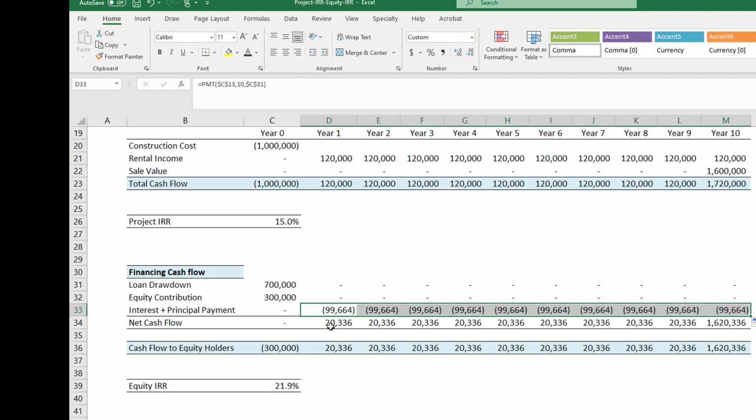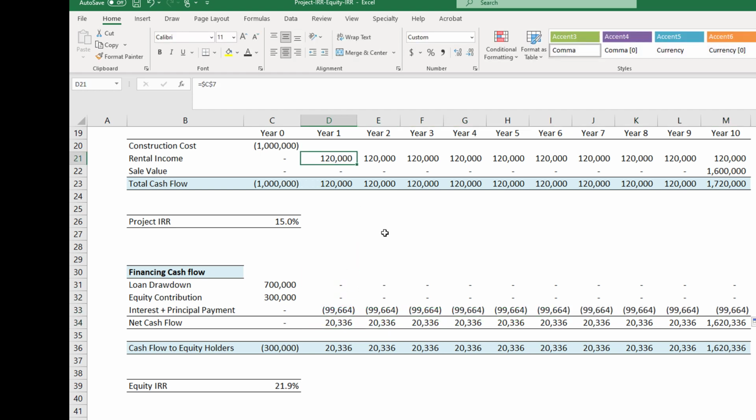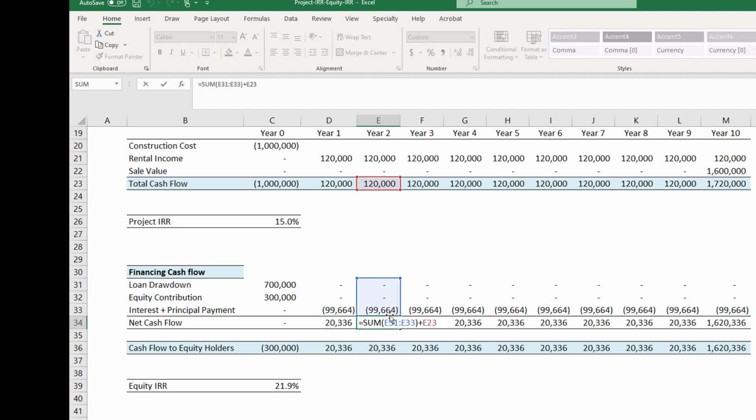So now I have the net cash flow. Although the project is generating 120,000, the equity holder's net cash flow is only 20,000 something. Similarly, the cash flow to the equity holder is minus 300,000, which is basically the equity contribution. And then you have the net cash flow, which will go to the equity holder. This is the net of the financing.